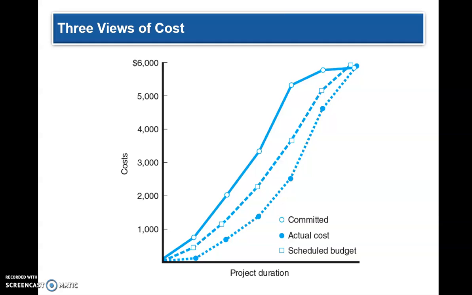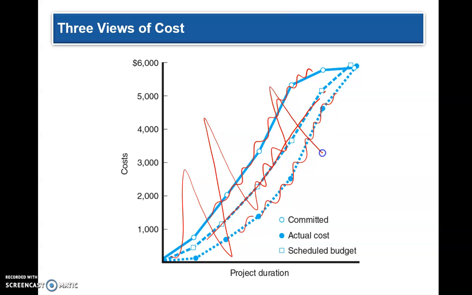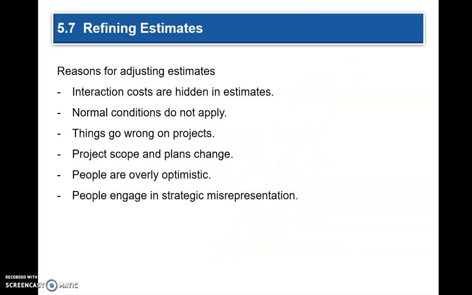The three views of costs are basically the scheduled budget, what is being committed for the project, and what is the actual cost of the project. So, of course, this all falls nicely here, but the actual cost might be going this way also. It depends on the project. The actual cost can vary over a period of time as well.